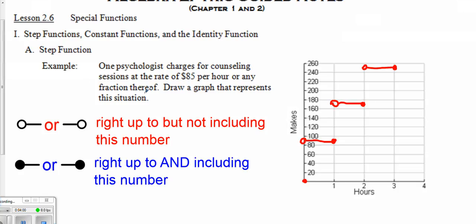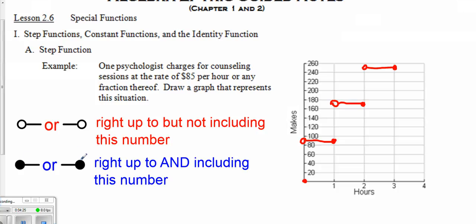Now, things I want you to write or make a note of: again, this open circle at the far left means that's the lowest thing. It's going to get really, really close to that, but not included. So right up to, but not including. Same thing if it went all the way over and put an open circle here. It'd say right up to, but not including this number. It's kind of like our inequalities.